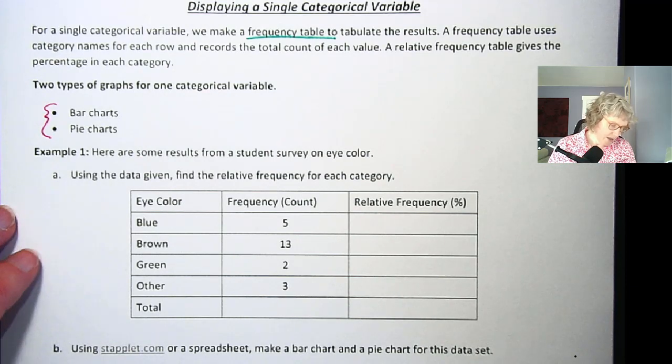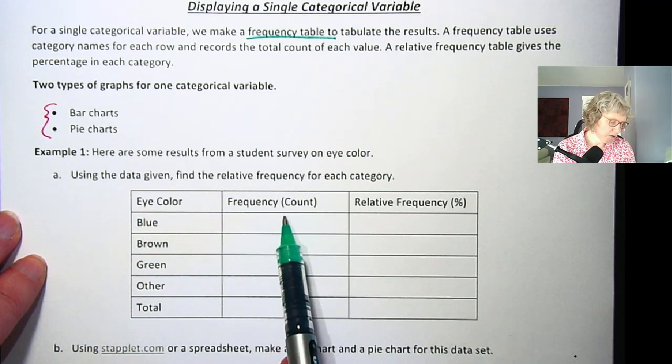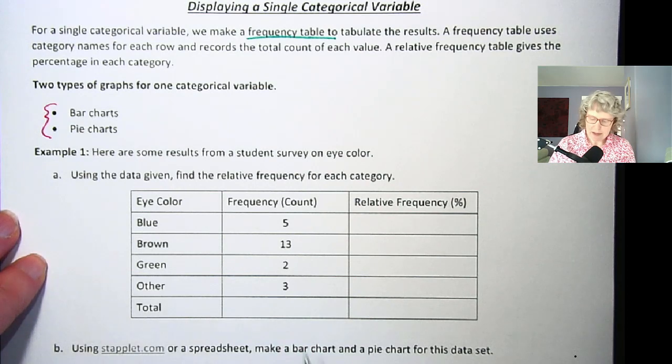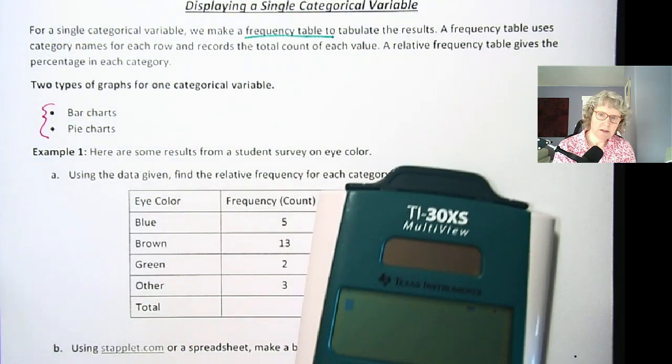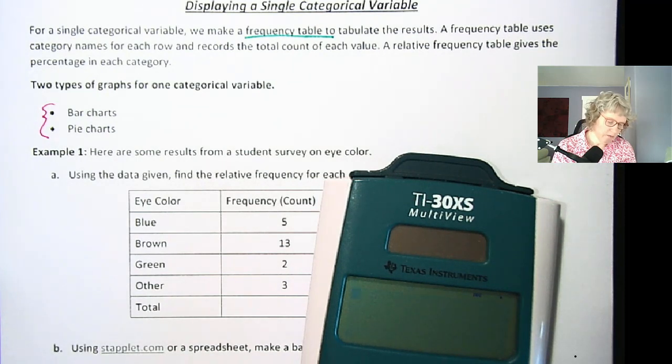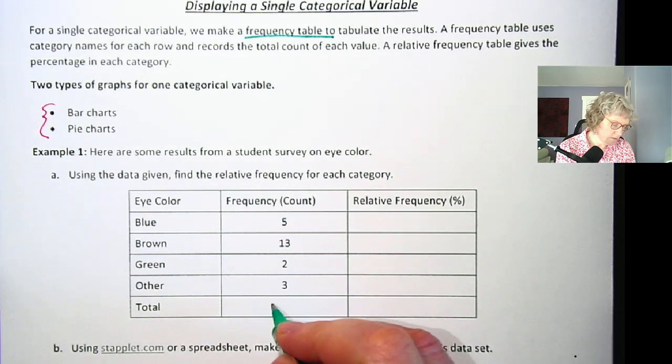Let's go ahead and total up. We need to understand first how many students were in this class, how many took the survey. So let me add these up. We have 5 plus 13 plus 2 plus 3. So we have a total of 23 students.